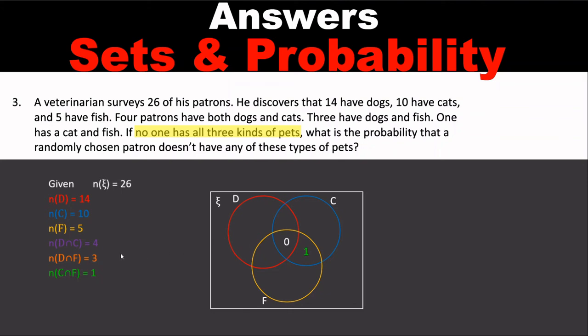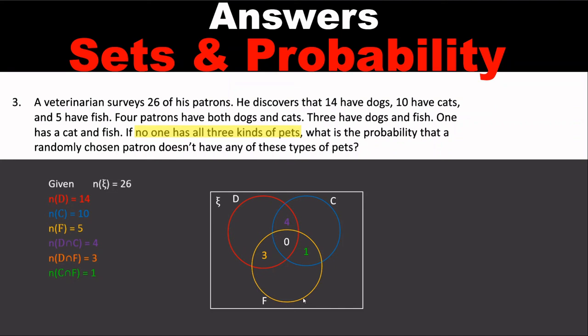The number of patrons which have dogs and fish, so that's this region here, is 3. And I've got 0 here, so that's not going to take anything away from my total of 3. I'll put 3 there. Next, the number of patrons that have both dogs and cats, that's this region here, is 4. And 4, take away the 0 I've already got here, is still 4. Next, we'll fill in the rest of the sets.